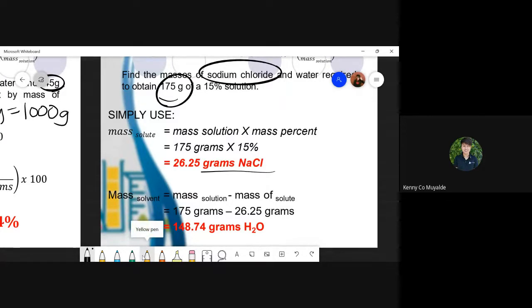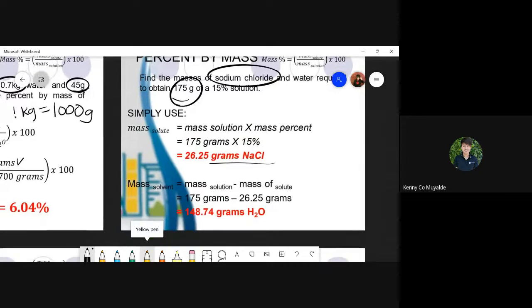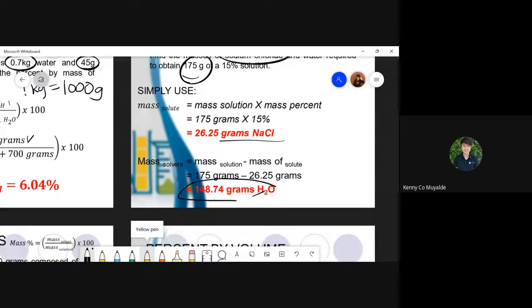Ang gawin mo na lang, i-minus mo na lang yung solute doon sa solution to get your solvent. Remember that solution is equal to solute plus solvent. Kapag meron kang solution, ibawas mo lang doon yung solute, ang matitira na doon ay solvent. So the mass of the solution, which is 175 grams, minus the mass of the solute, which is 26.25, the answer for the mass of the solvent will be 148.75 grams. Nagkamali lang ng number. It's 148.75 grams of water.